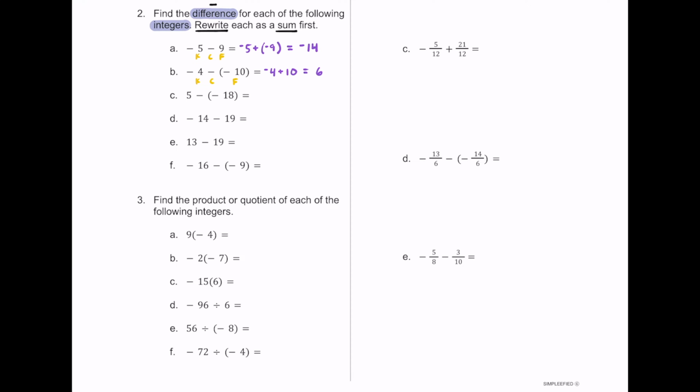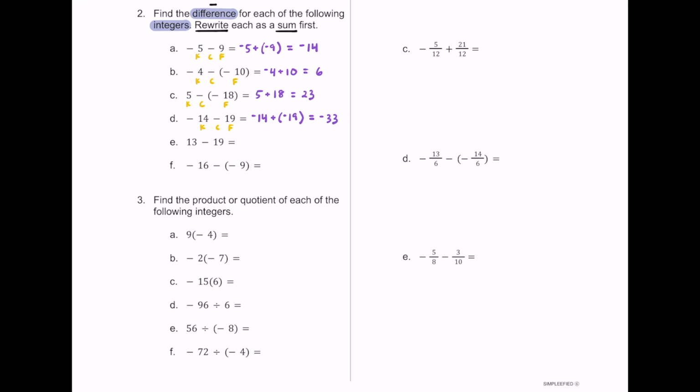For number 2c, we have 5 take away a negative 18. So when we have this, we're going to take this and rewrite it as 5 plus a positive 18. And 5 plus 18 is equal to 23. Moving on to 2d, we have a negative 14, and then we're going to take away 19. So rewriting this as a sum, we'll have negative 14, and then we'll add on a negative 19. Okay, so adding the opposite here, negative 14 plus negative 19 is going to be a negative 33.